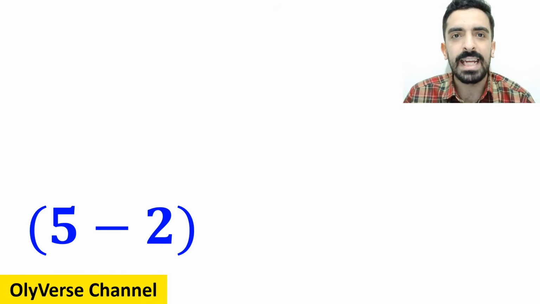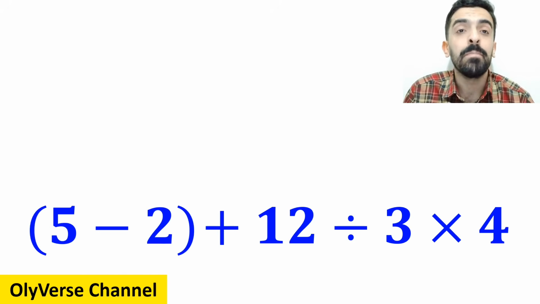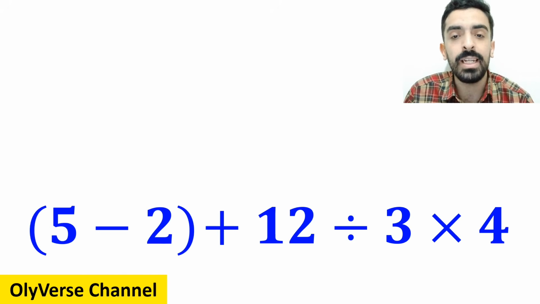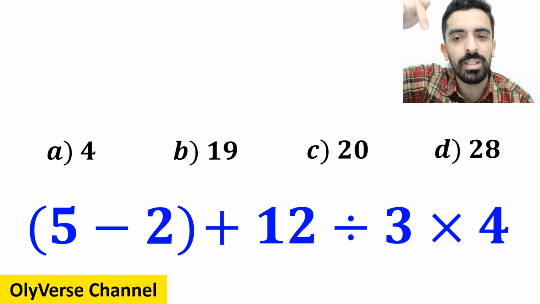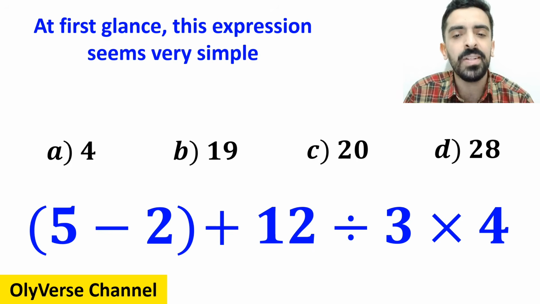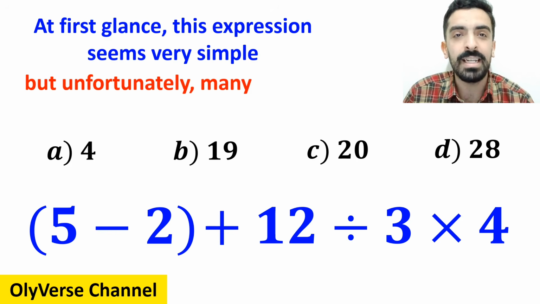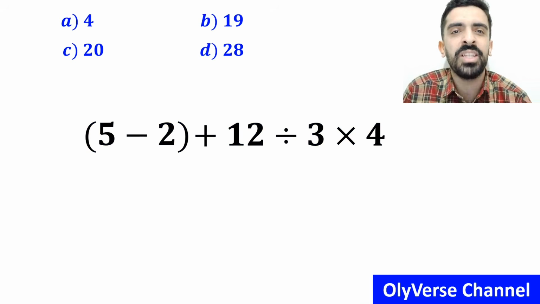What is the value of the expression 5 minus 2 inside the parentheses plus 12 divided by 3 multiplied by 4? Which option do you think is the correct answer to this question? At first glance, this expression seems very simple, but unfortunately, many people get it wrong. Let's go step by step and solve it together.